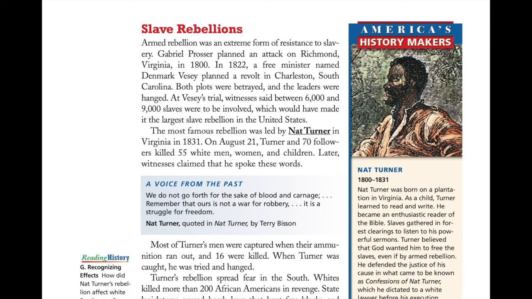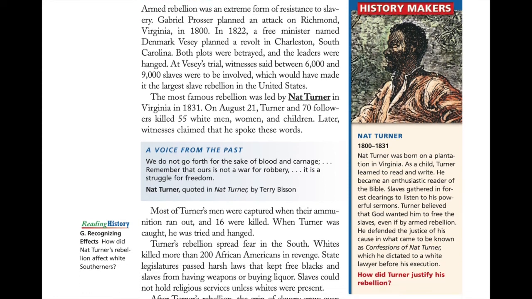A voice from the past. We do not go forth for the sake of blood and carnage. Remember that ours is not a war for robbery. It is a struggle for freedom. Nat Turner, quoted in Nat Turner by Terry Bisson.